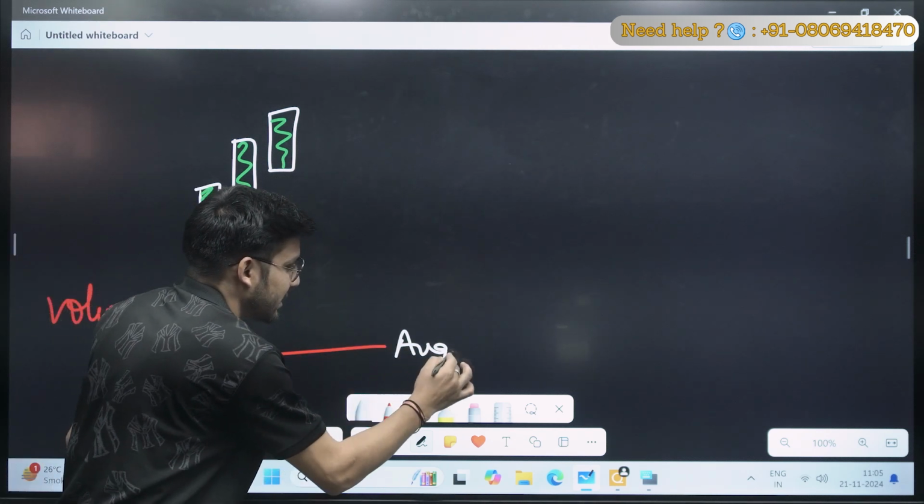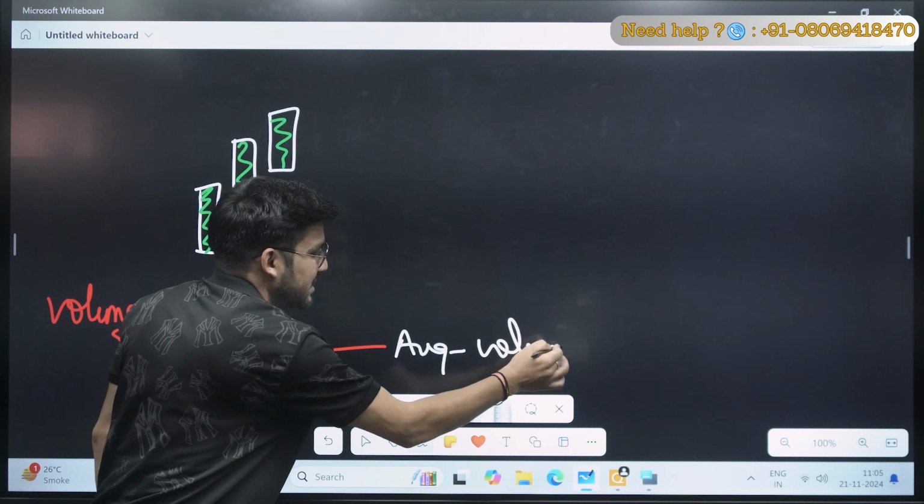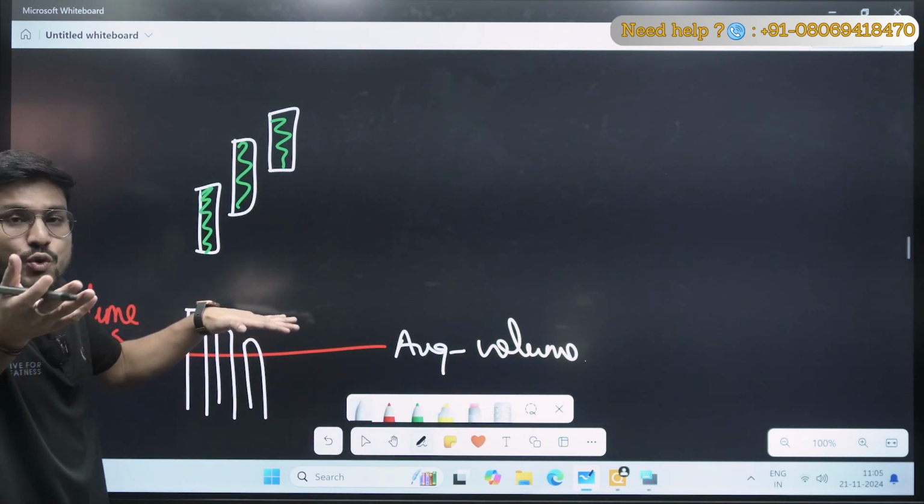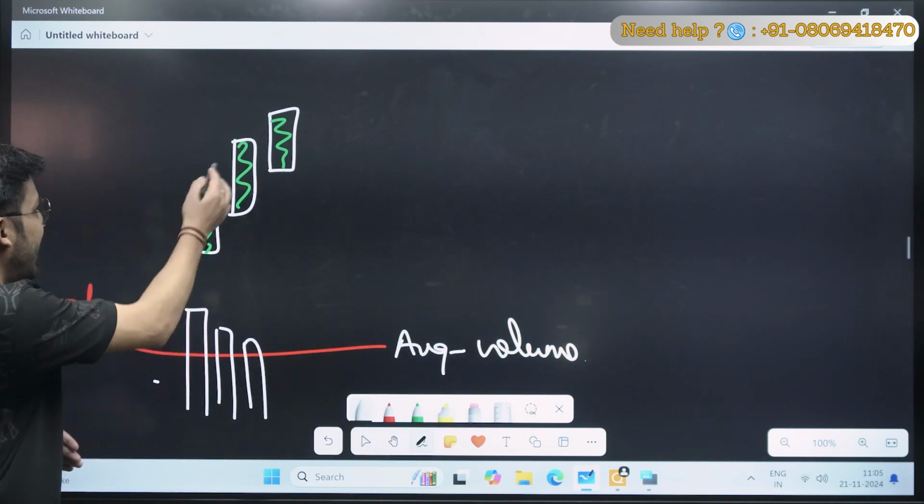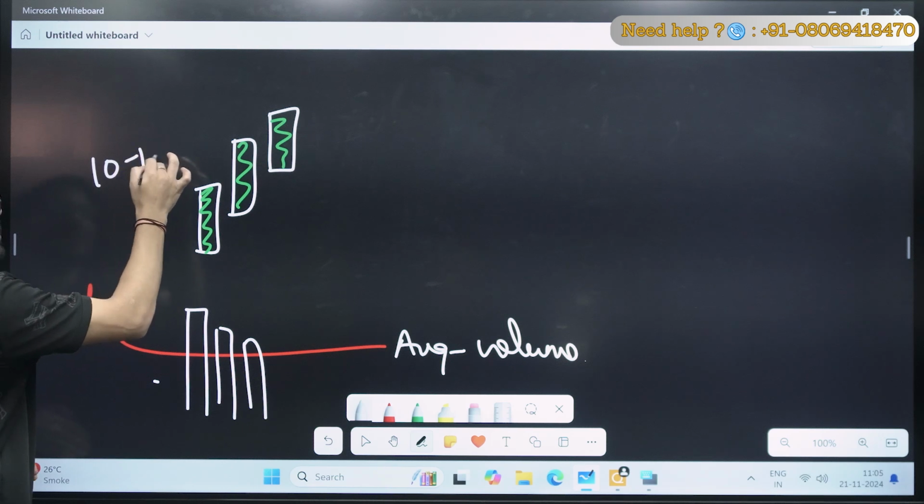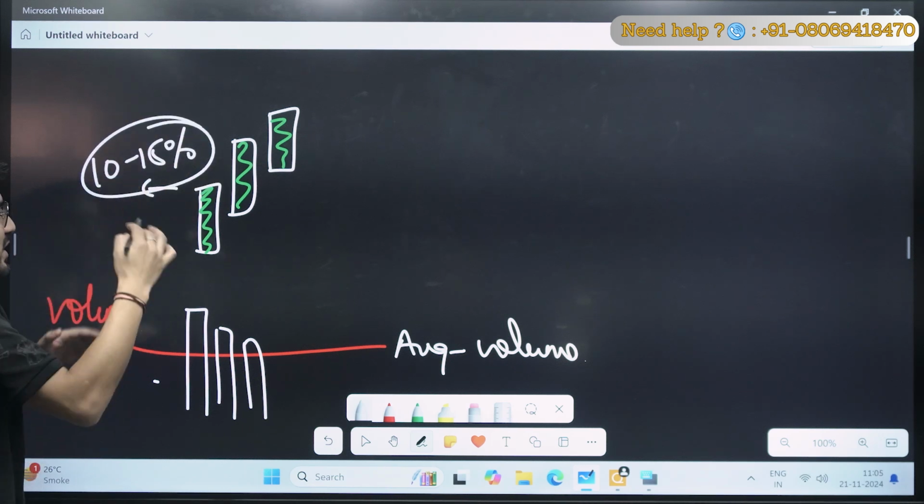I am getting a 10 to 15% move in this stock, and at the same time I can see there was good volume in that stock as well. This line denotes my average volume, and my volume is above this line. It means the volume is also good, and in this candle I am getting a 10 to 15% movement in the prices. So these are my two conditions.